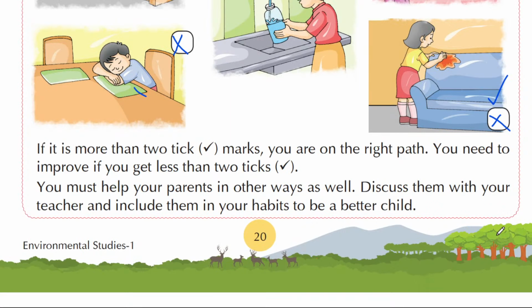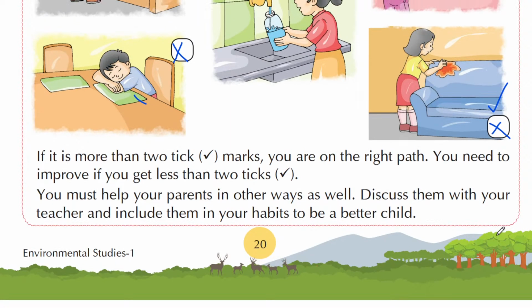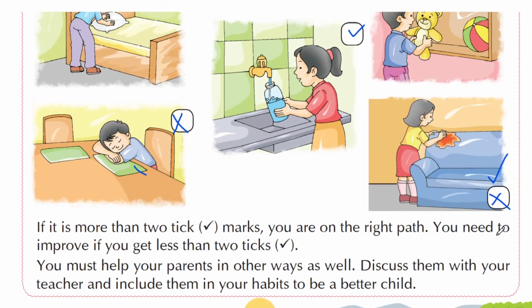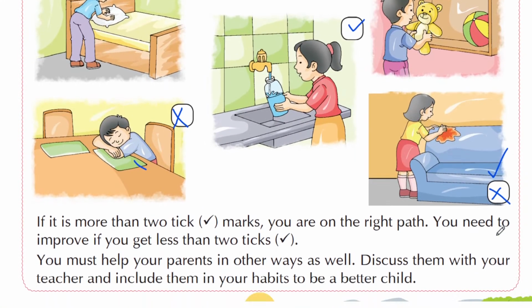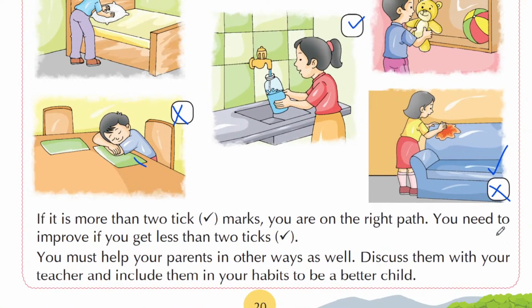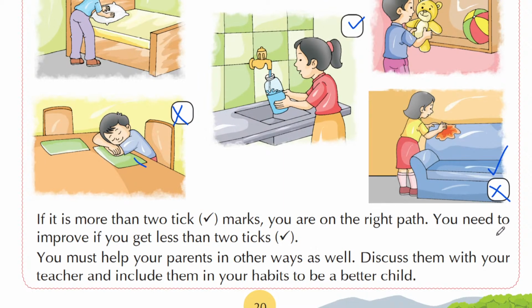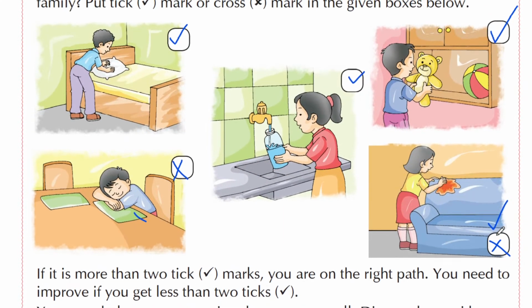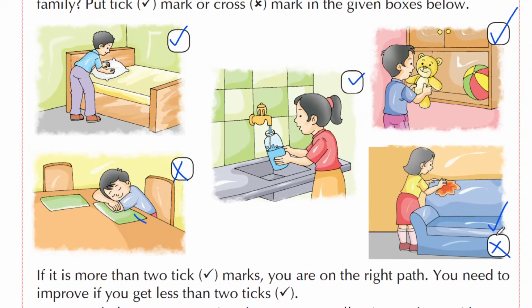Now what is written? If it is more than 2 tick marks, or if there are 2 tick marks, you are on the right path. You need to improve if you get less than 2 ticks. Like if you put a cross in all the boxes, that means you are not on the right path.